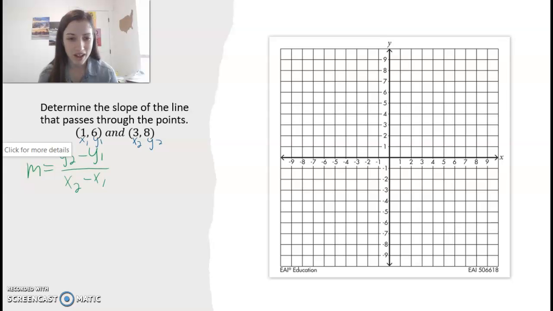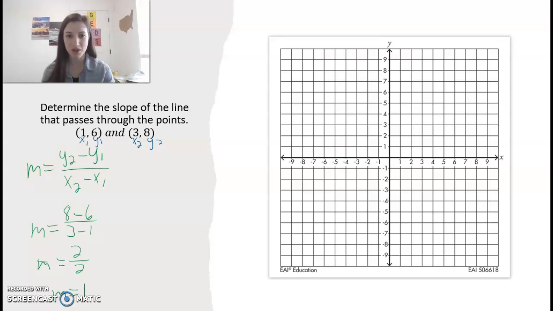So I'm just going to plug that in. So I've got that our slope is 8 minus 6, so y2 minus y1, and then 3 minus 1. I'll simplify that. So 8 minus 6 gives me 2. 3 minus 1 gives me 2. So my slope turns out to be 1.